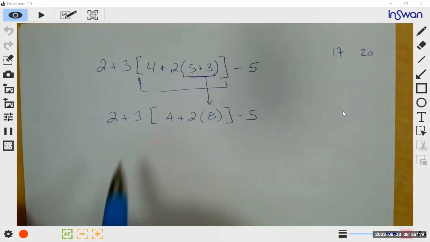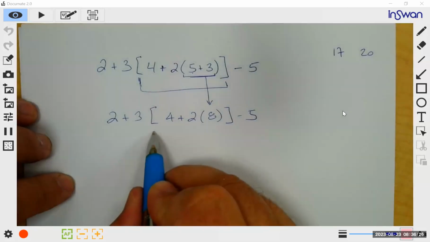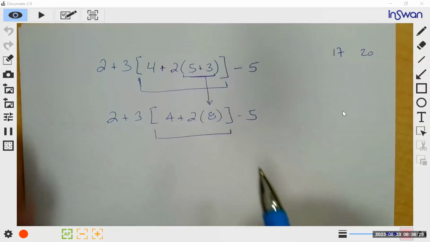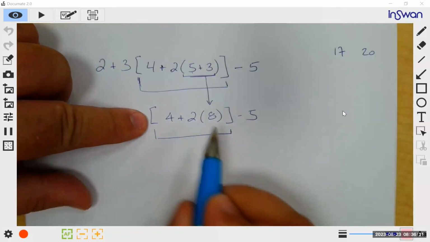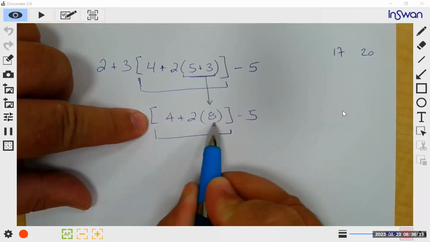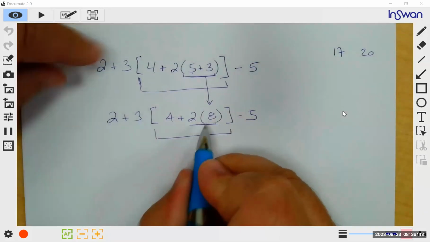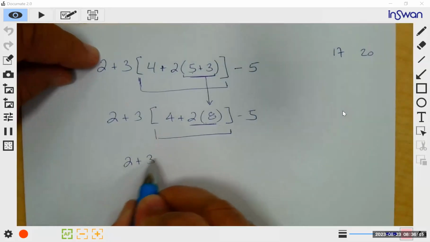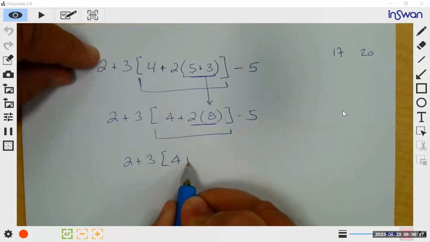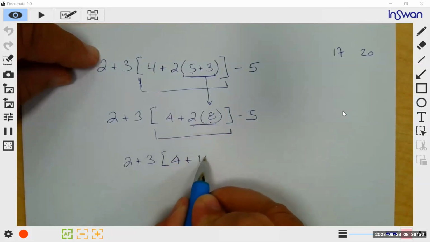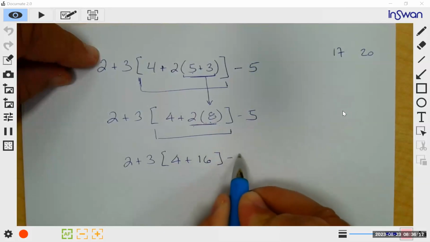Repeat the process. This is exactly what computers do. They do one thing at a time and repeat the process each time. Left to right. Here's a bracket. We have to do inside there. Left to right, we can't do anything inside there. So we go to the next process. Any multiplication, division? There's multiplication. Remember, multiplication doesn't have to be written to be there. So we have to do this. 2 times 8, 16. Minus 5.